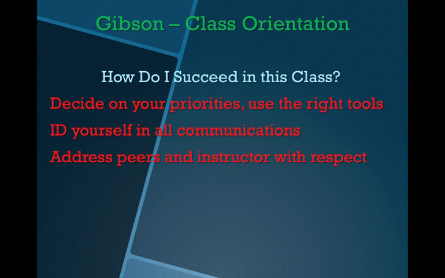Address me by Professor or some formalized version of the title, versus being on a personal nature. I know for a lot of people in today's world of texting, you have a casual relationship with people. This is to help you understand how to have a professional relationship, and so we'll adhere to that over the course of the entire semester.